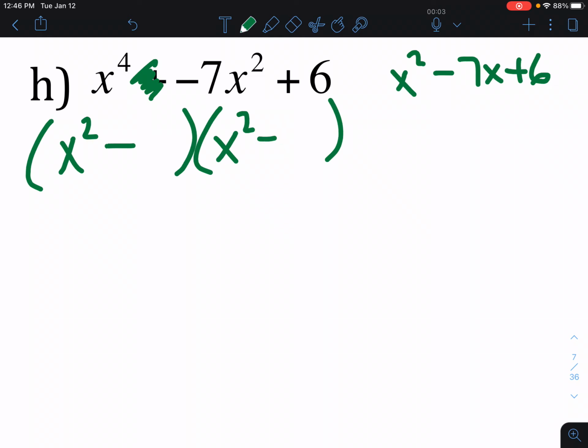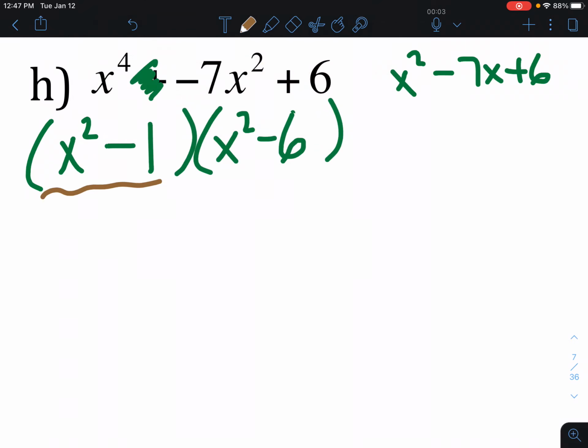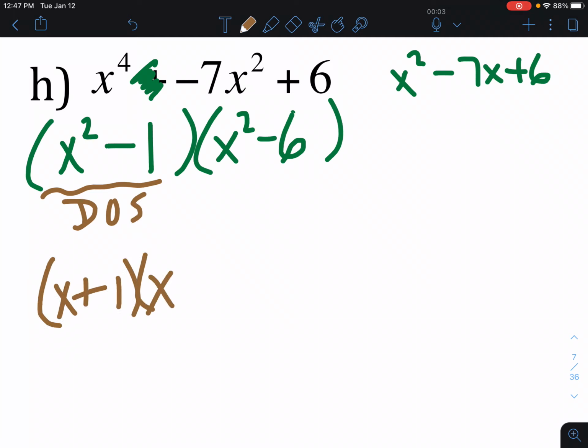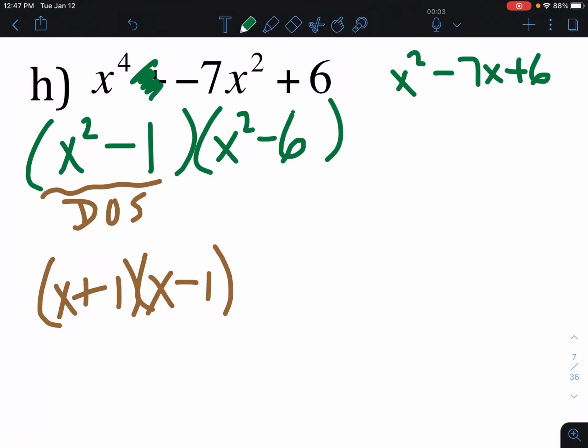And then two numbers that multiply to get 6 and add up to 7 are 1 and 6. Now, can I factor further my first parentheses? Yes, I can. That's a difference of squares. So x plus 1, x minus 1. Can the x squared minus 6 be factored further? No. 6 is not a square rootable number. So that is not a difference of squares. Just bring it down, and there's your answer.